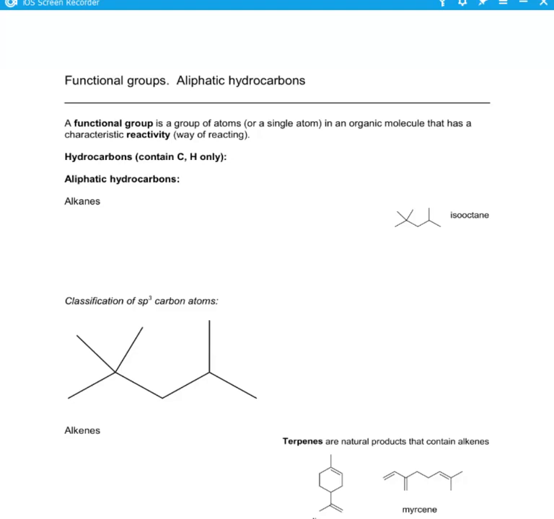Now, a functional group itself is a group of atoms, or it could be a single atom, in an organic molecule, and it has a particular way that it always reacts. So we would refer to that as a characteristic reactivity. That's how it reacts with other chemicals. So that's a functional group. Now, what's happened is that people have started using the term functional group interchangeably with class of organic compound. So functional groups and classes of organic compounds.